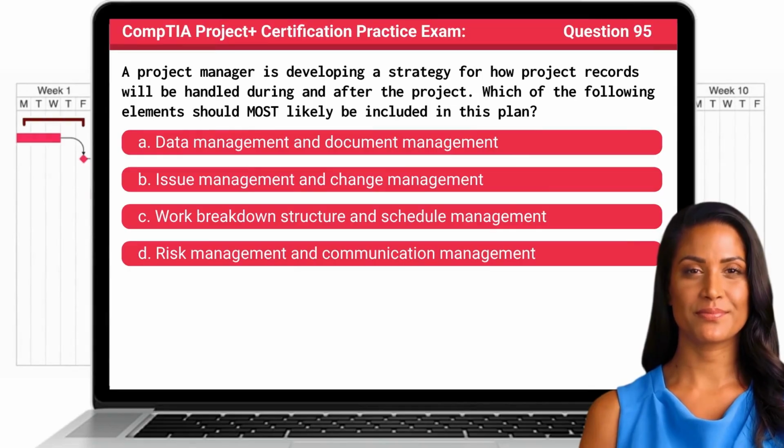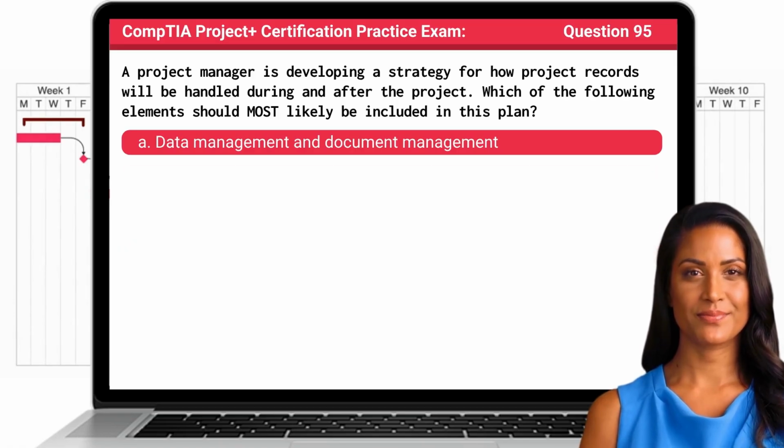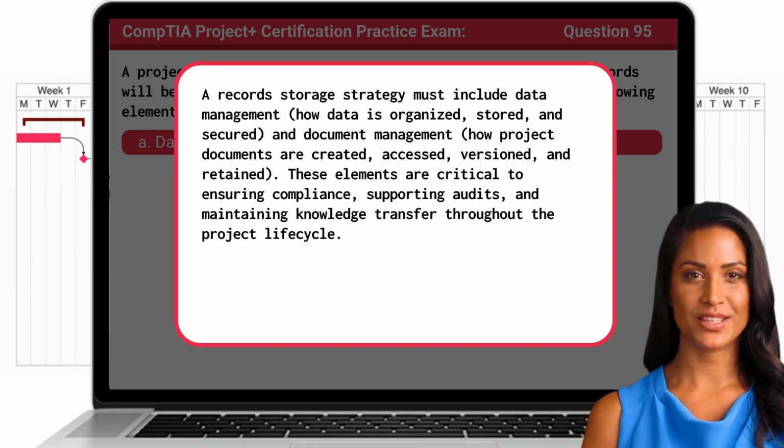Question 95. A project manager is developing a strategy for how project records will be handled during and after the project. Which of the following elements should most likely be included in this plan? The answer is A. Data management and document management. A record storage strategy must include data management, how data is organized, stored, and secured, and document management, how project documents are created, accessed, versioned, and retained. These elements are critical to ensuring compliance, supporting audits, and maintaining knowledge transfer throughout the project lifecycle.